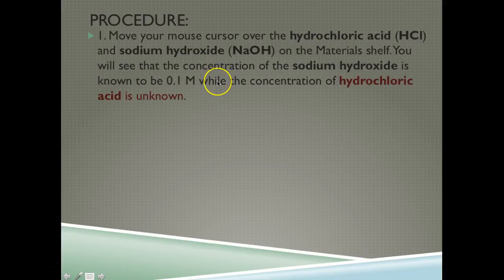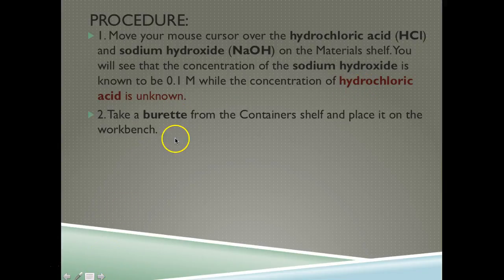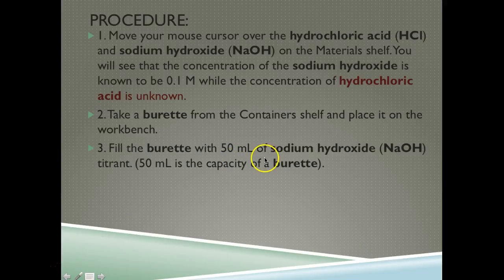So the procedure here is you move your cursor over the hydrochloric acid and sodium hydroxide on the materials shelf. Okay, you will then notice that the sodium hydroxide is 0.1 molar. All right, the HCl molarity is unknown, you have to find out. So then you're going to take the burette from your containers shelf, place it on your workbench, and then fill it up to 50 mL, up to the top, with sodium hydroxide. All right, so the capacity of the burette, it's calibrated to 50 mL.